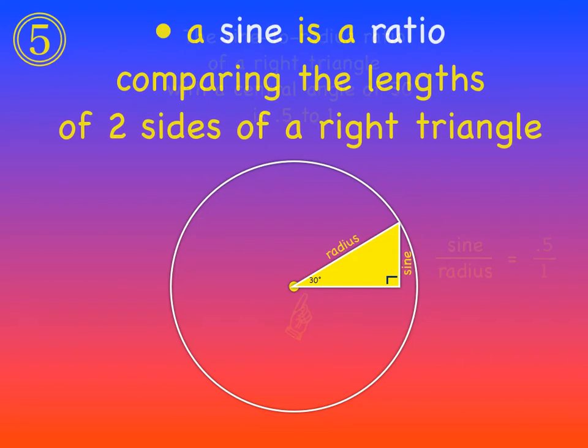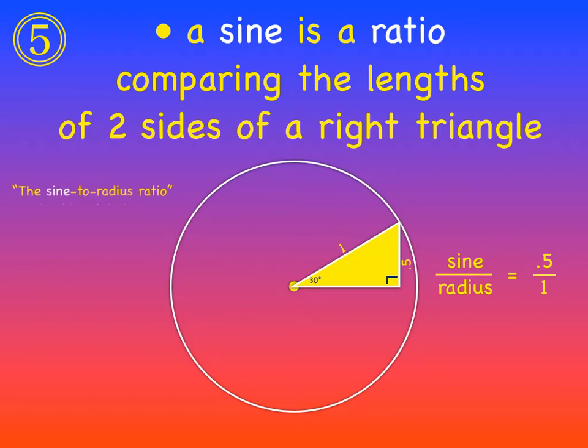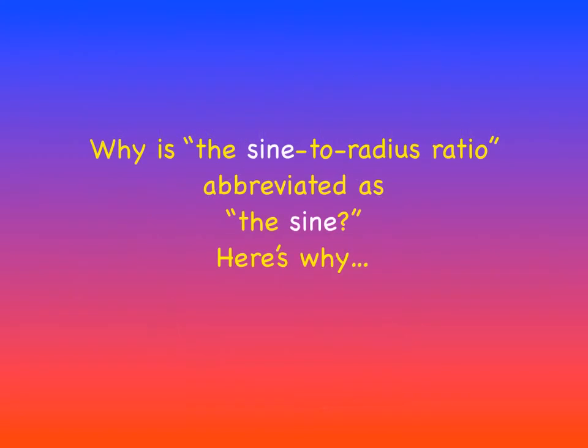A sine is a ratio comparing the lengths of 2 sides of a right triangle, comparing the sine to the radius. The sine to radius ratio is usually abbreviated as the sine ratio. And actually the sine ratio is abbreviated as just the sine. Why? Why is the sine to radius ratio abbreviated as just the sine? Here's why.